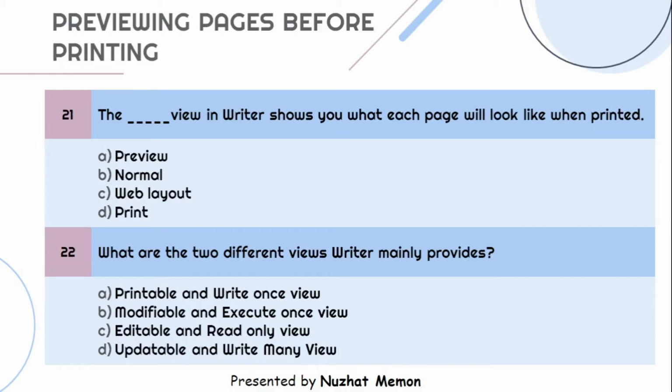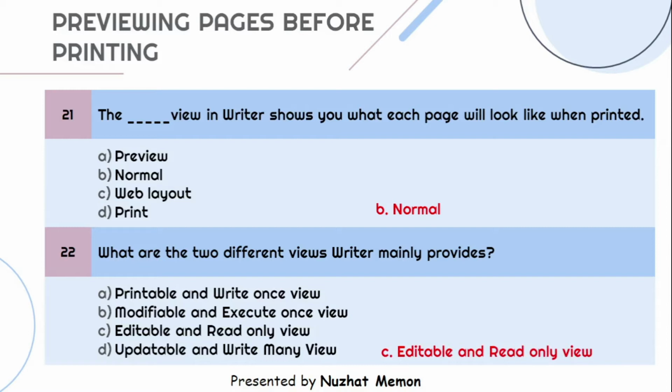Now here we are seeing previewing pages before printing. Question 21 says, the dash view in Writer shows you what each page will look like when printed. The correct option is option B, that is normal. Next, what are the two different views Writer mainly provides? Writer mainly provides two different views, that is editable and read only view.